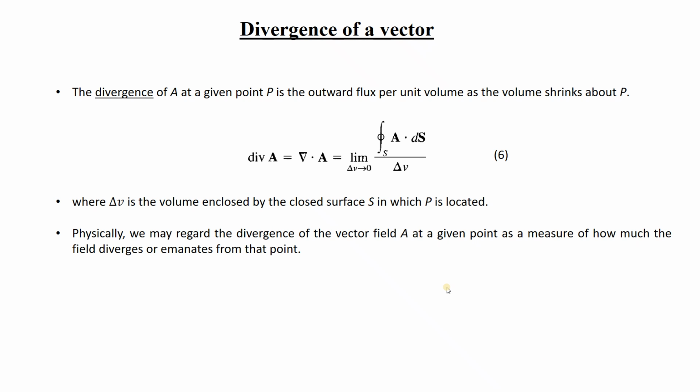Now what is divergence? The divergence of a vector A at a given point P is the outward flux per unit volume as the volume shrinks about P. So suppose we consider a sphere, a three-dimensional circle. Now within the sphere there is flux.